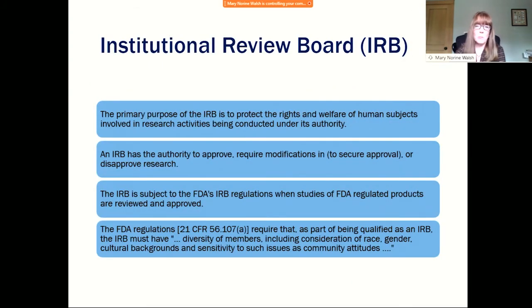The Institutional Review Board can be either at your local site or it can be a national IRB. The primary purpose of an IRB is to protect the rights and welfare of human subjects while they're involved in research activities. And no trial can be undertaken without the oversight of an institutional review board, either your local one at your institution or a national IRB, such as the Western IRB. The rules for IRBs are standard, whether it's at your local hospital or national.